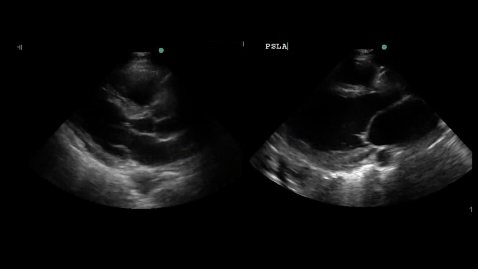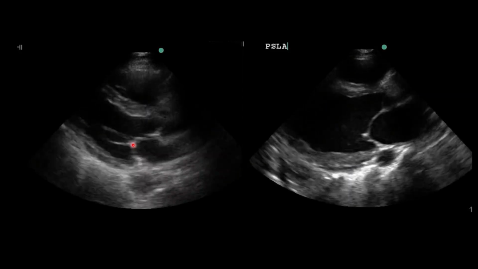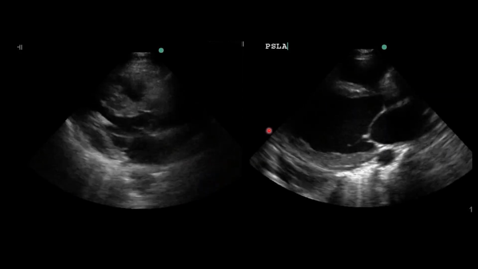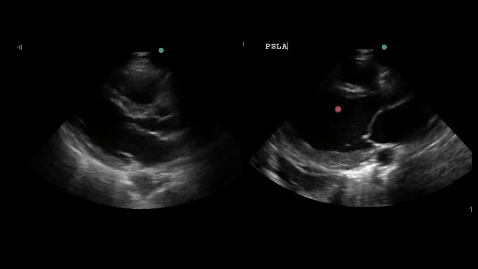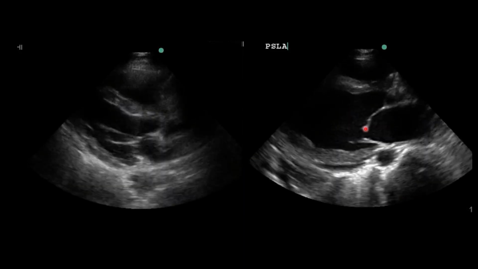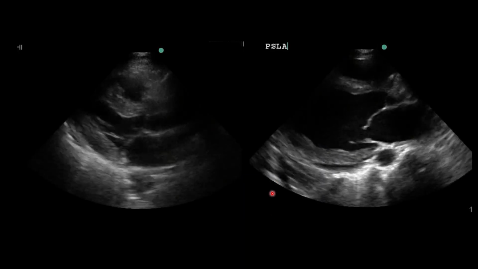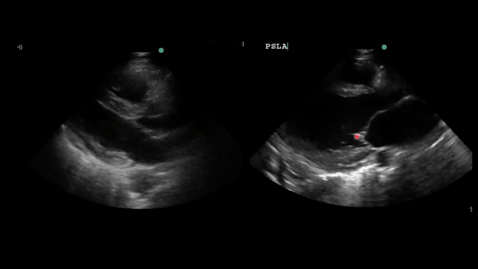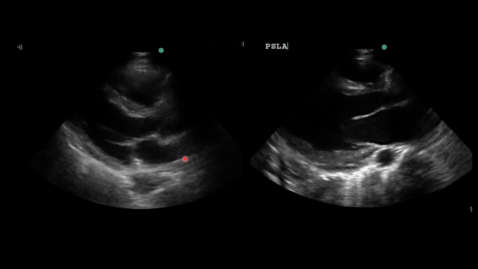Well, the one on the left is seen here. You'll notice that it has a normal EPSS and normal fractional shortening, whereas the one on the right has a terrible fractional shortening and a terrible EPSS. And so your brain can notice these differences and will say that this one is a severely reduced left ventricular ejection fraction and this one is normal.